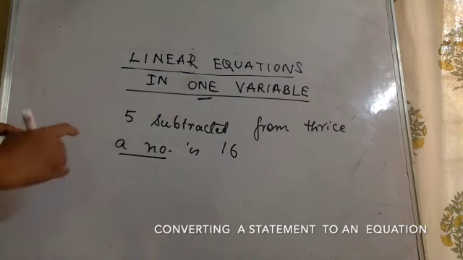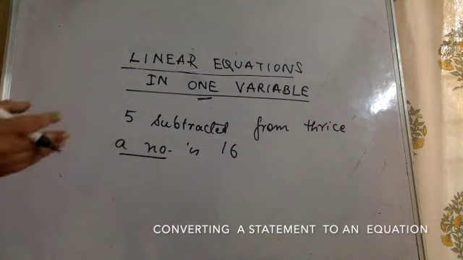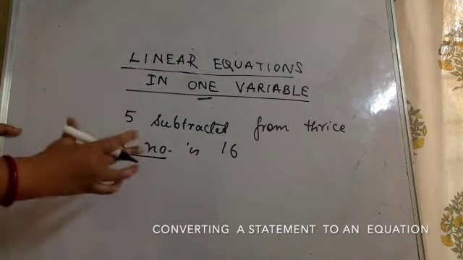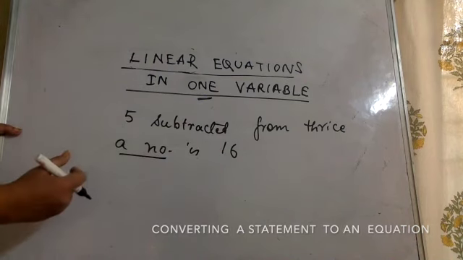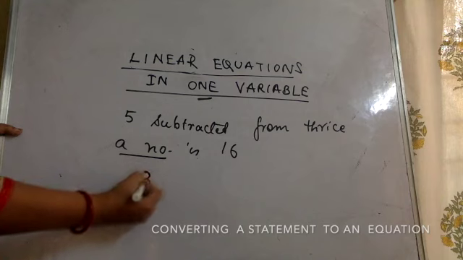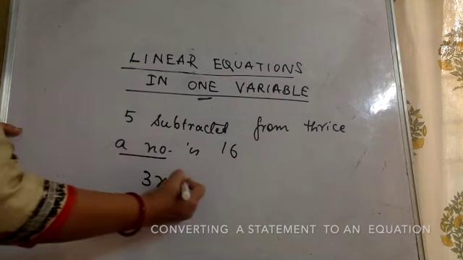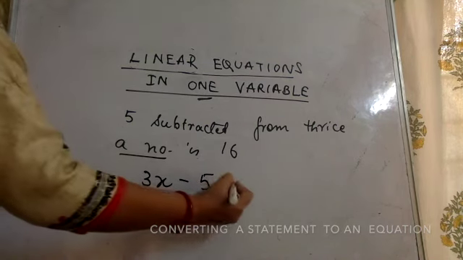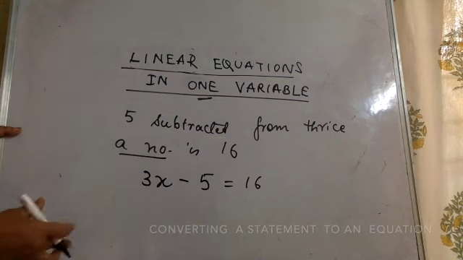Now remember one thing, whenever the word subtraction comes, we have to look for the word from, and the number or the variable or the term before which from comes goes in front. So thrice a number goes in front. Okay, and 5 has been subtracted from that, 5 goes later, is equal to 16. That is, before which from comes will always be written in front.